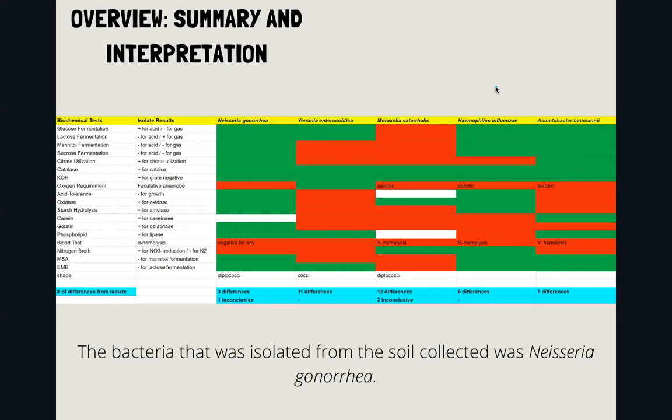From comparing these to our isolate, we found the fewest differences between Neisseria gonorrhea and our isolate, with only 3 differences compared to the rest that had 6 or more. So we concluded that the bacteria that was isolated from the soil collected was Neisseria gonorrhea. And that concludes our presentation.